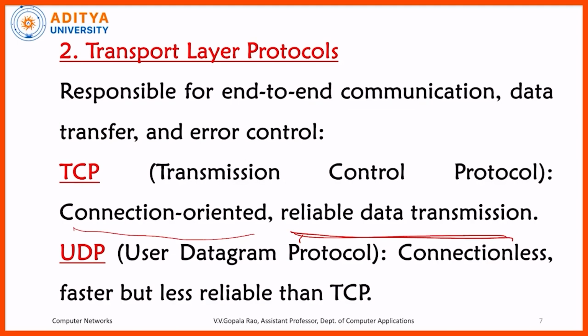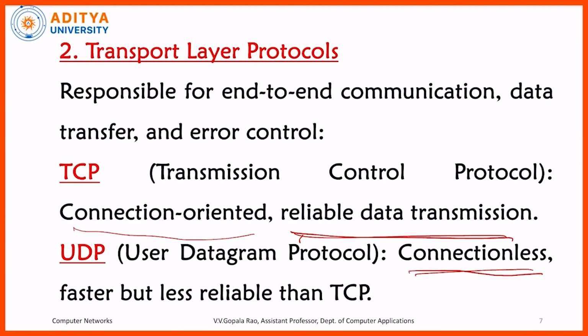Whereas in the case of UDP, User Datagram Protocol, it is connectionless and faster, but not reliable. Why? Because TCP connection-oriented is not possible all the time, so you have to go for UDP also, that means connectionless. The basic difference is that connectionless means you need not have any fixed route, as we have seen in TCP. You won't find any fixed route suggested by the router.